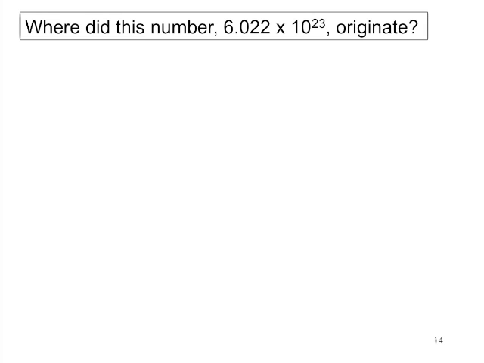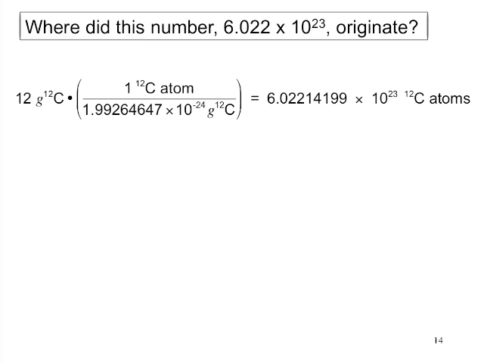So where does this huge number come from? Well, it comes from our definition that we looked at in Chapter 2. That is, if we ask the question, exactly how many carbon-12 isotope atoms are present in exactly 12 grams of carbon, we can calculate that if we know the mass of a single carbon-12 atom, which we measure in a mass spectrometer. So here it is in grams.